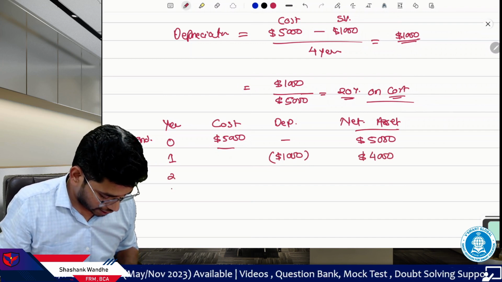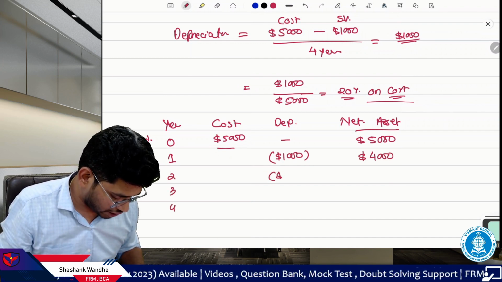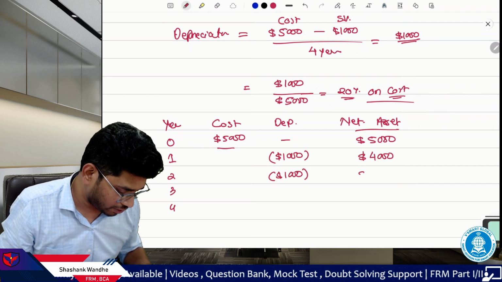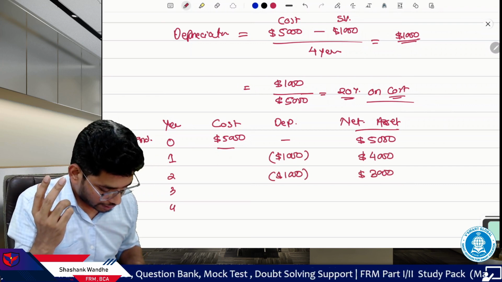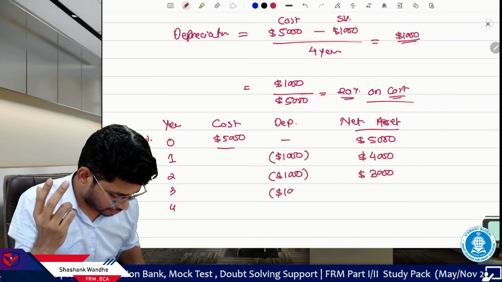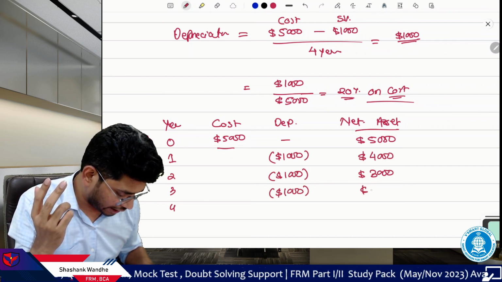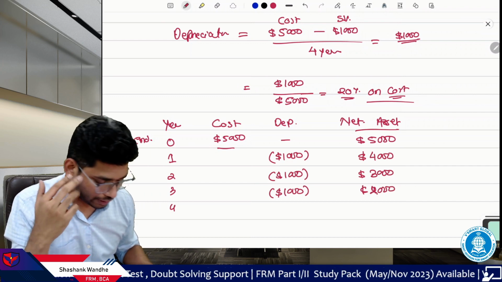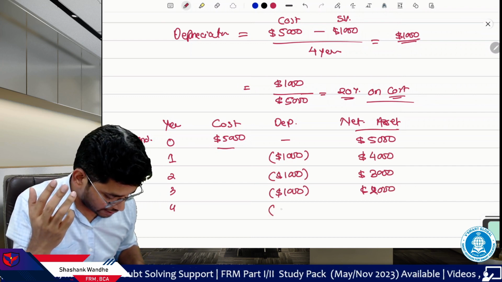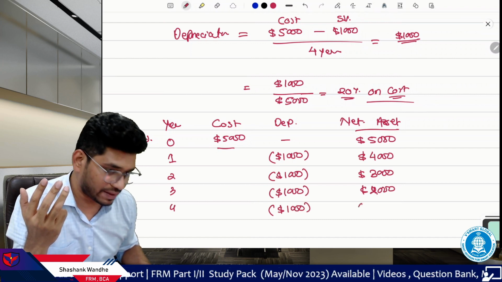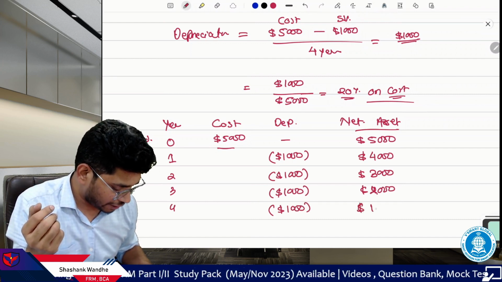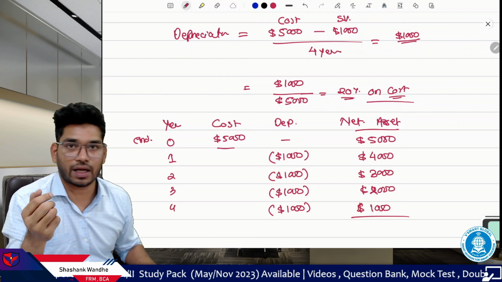Again, for second year, third year and fourth year, we will charge exactly same amount, and at the end of second year the net asset value is 3,000. At the end of third year, net asset value is 2,000. At the end of fourth year, I'll charge the same value of depreciation, and the asset value is 1,000.